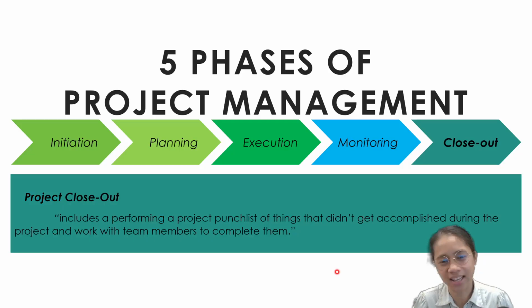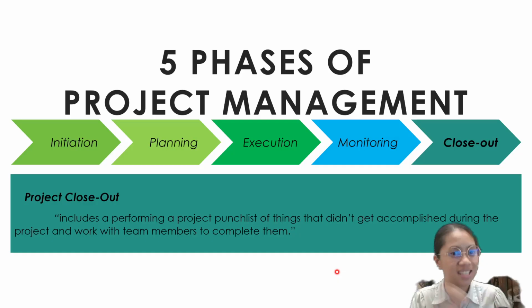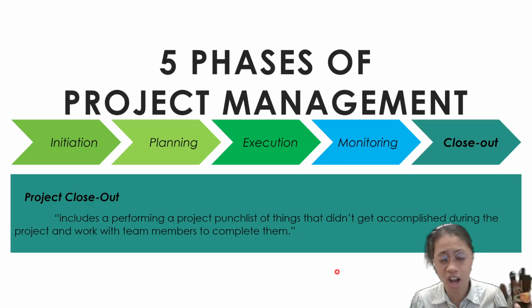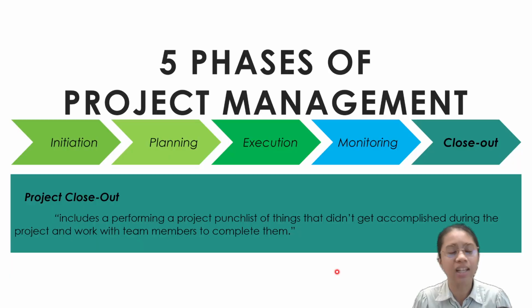So with that, in the last one, once all of the execution, construction phase, based on what is planned and what is designed in the initiation phase is done, you will now be having the closeout. Meaning, it includes performing a project punch list of the things that didn't get accomplished during the project and working with team members to complete them.